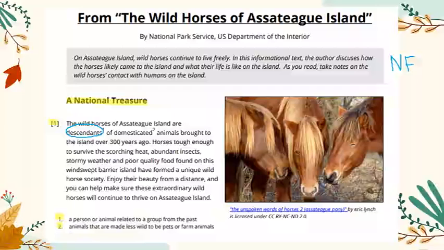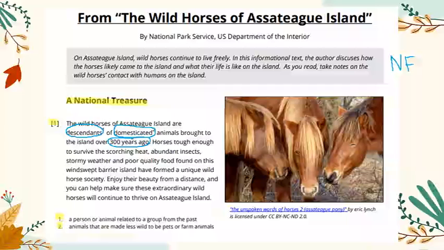Huh. I wonder if that means that my dogs are domesticated animals because they live with us and they're pets. So that's a neat vocabulary word as well. So they're descendants of domesticated animals brought to the island over 300 years ago. Wow, that's a long time ago.